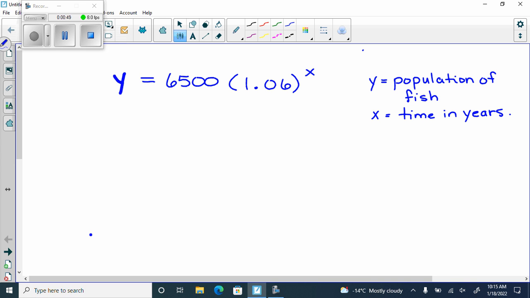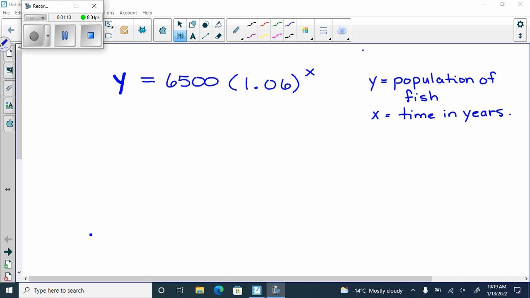What I want you to tell me is, in this situation where y is the population of fish and x is the time in years, what do the two numbers stand for? I want you to give me an explanation. What does the 6,500 stand for? And what does the 1.06 stand for? What does the 6,500 represent?